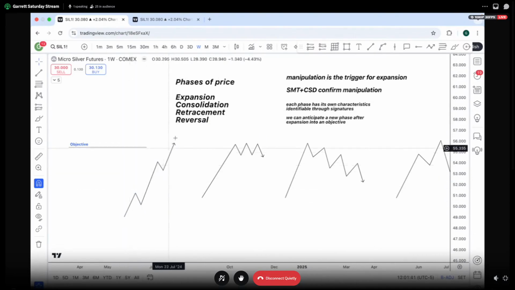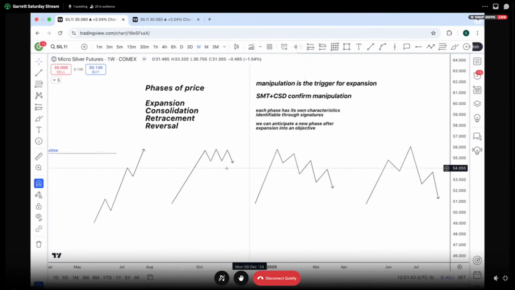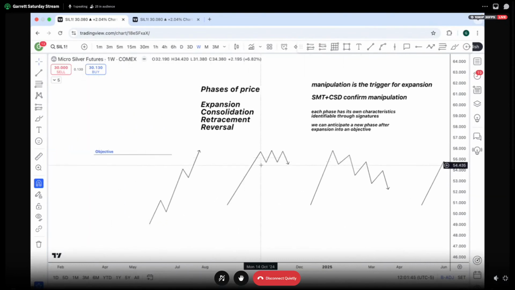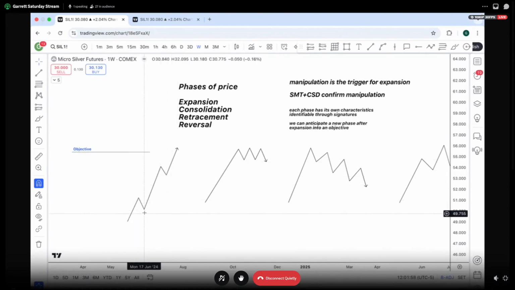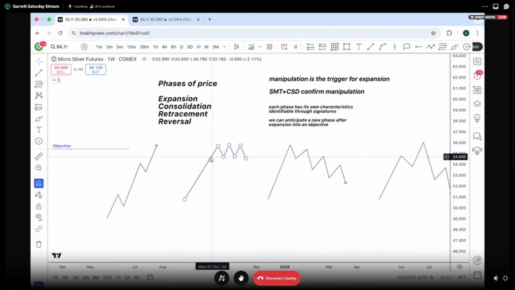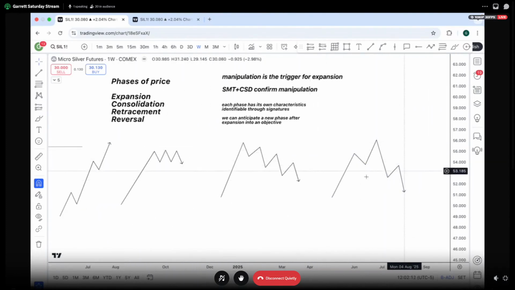basically after expansion, we can get one of these phases, right? Into an objective, right? So if you look here, each phase has its own characteristics identifiable through signatures. We can anticipate a new phase of price after expansion into an objective. I'm sure you guys have seen AM talk about this. We have 3 consecutive expansion days. This is all IPDA or phases of price. And so basically when we expand into an objective, we can either consolidate, we can retrace, or we can reverse.